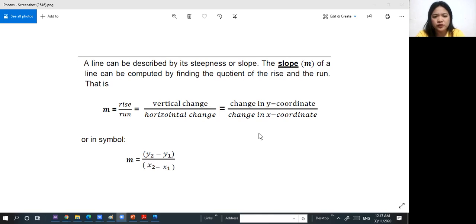Okay, so ayan yung formula niya, rise over run. So that is the vertical change or the change in y coordinate over run. So that is horizontal change or change in x coordinate and in symbol.